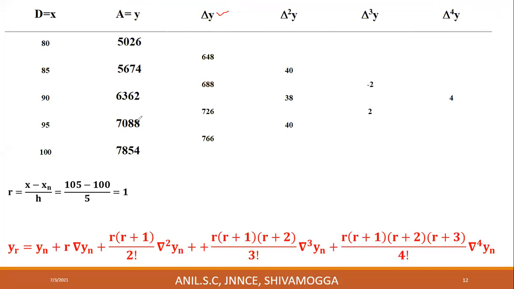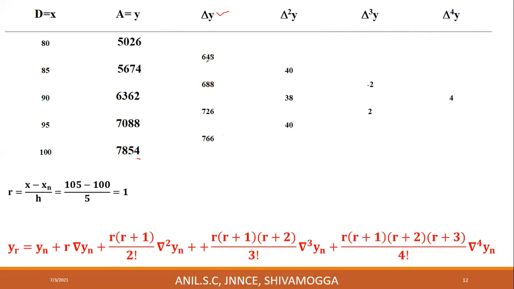7854 minus 7088. You start from this end. 7854 minus 7088 is 766. You write it in between these two. 7088 minus 6362 is 726, right in between these two. 6362 minus 5674 is 688. 5674 minus 5026 is 648. These values are called first order differences.